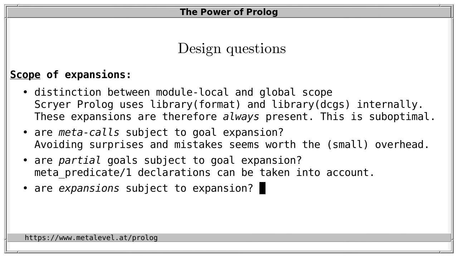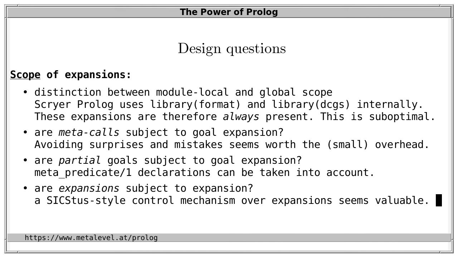Then, are expansions themselves subject to expansion? We saw that it's the case in some, but not all systems. So more control over expansions seems valuable. And also other questions, such as, are there special facilities for queries, as in SICStus and so on? So these questions are broadly about the scope of expansions. What is expanded? How much is it expanded? And it's also a trade-off. Are we willing to sacrifice a bit of speed to achieve more consistency and fewer surprises? It seems like a good idea.